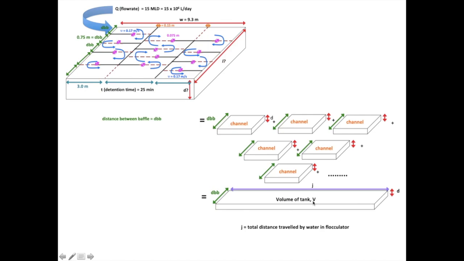This volume is equal to flow rate times detention time, or 15 MLD, or 15 times 10 to the power 6 liters per day, times 25 minutes. So let's do that first, finding the volume of the tank, which is Q times T, flow rate times detention time, and that is equal to 15 times 10 to the power 6 liters per day times 25 minutes.